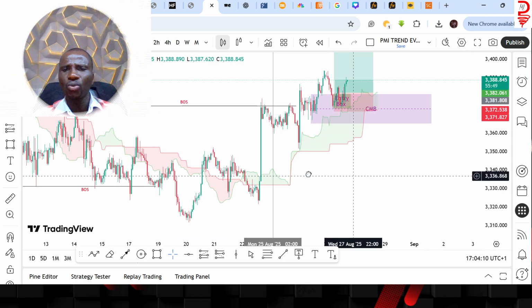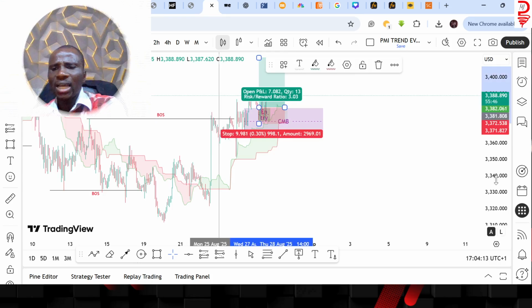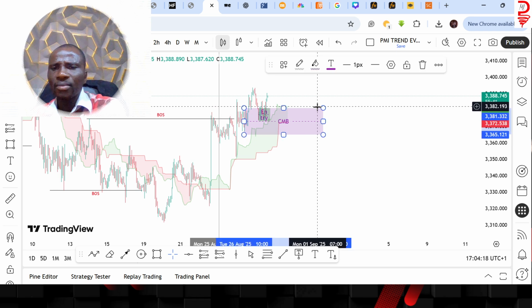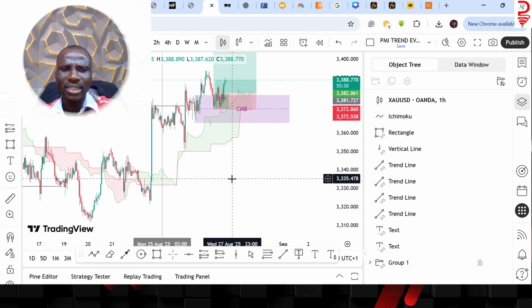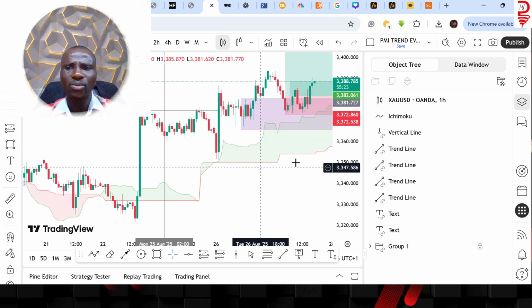Let me clear this and show you how I marked it. See, I have a group. Okay, you see it now. This was the trade. This was the marking of the trade. And the trade picked me around that place. You see it now. It almost stopped me out.